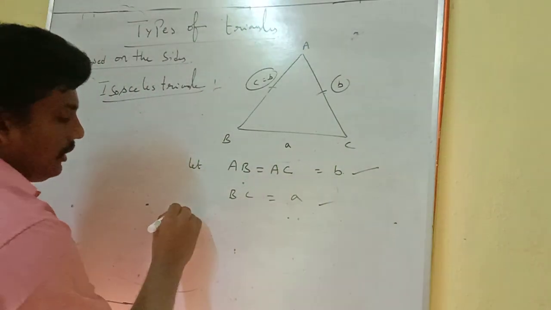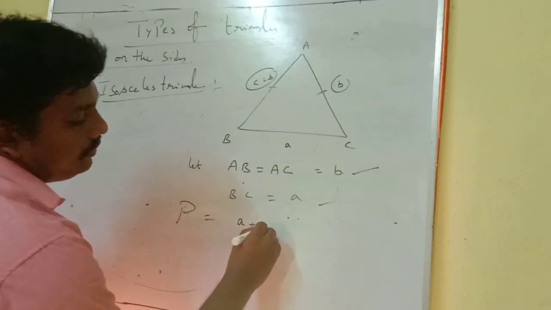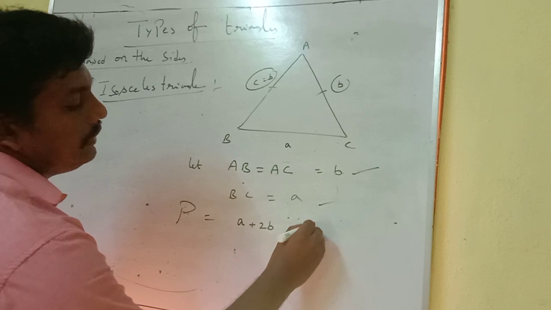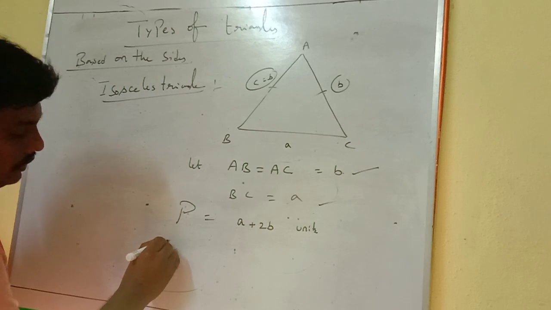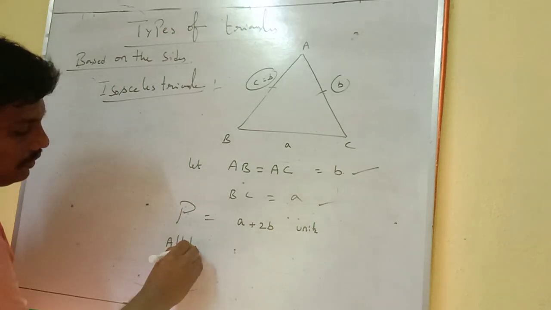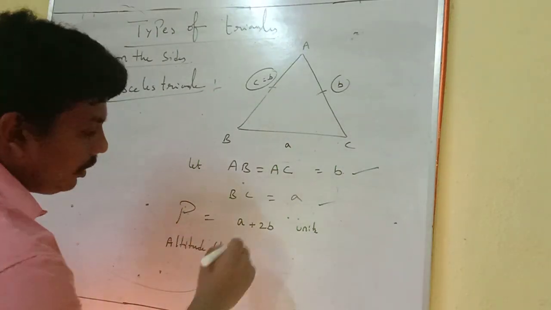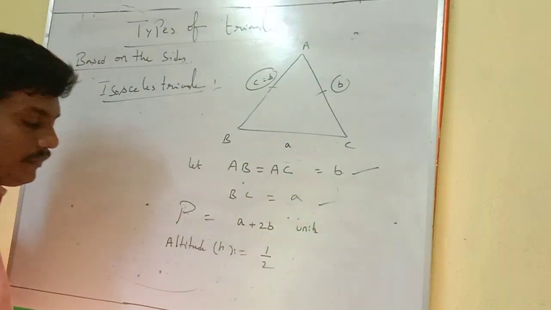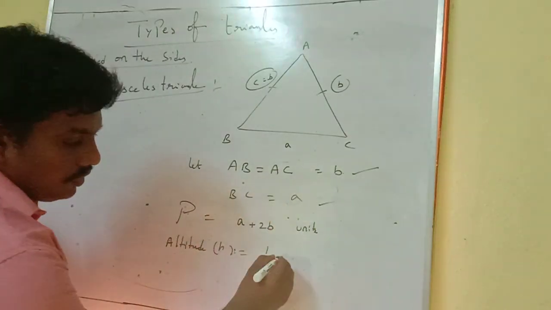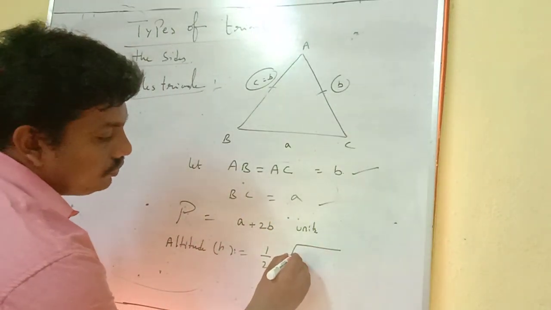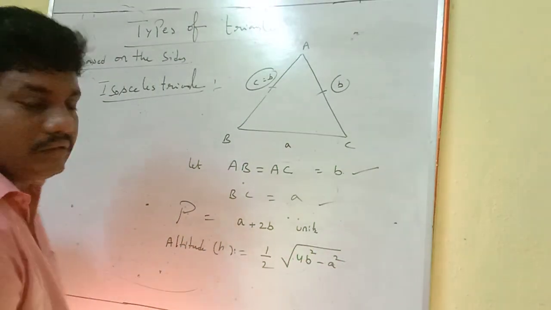Now, what is the perimeter here? The perimeter is equal to a plus 2b units. What is the altitude formula? The altitude h is equal to half into the root of 4b square minus a square.